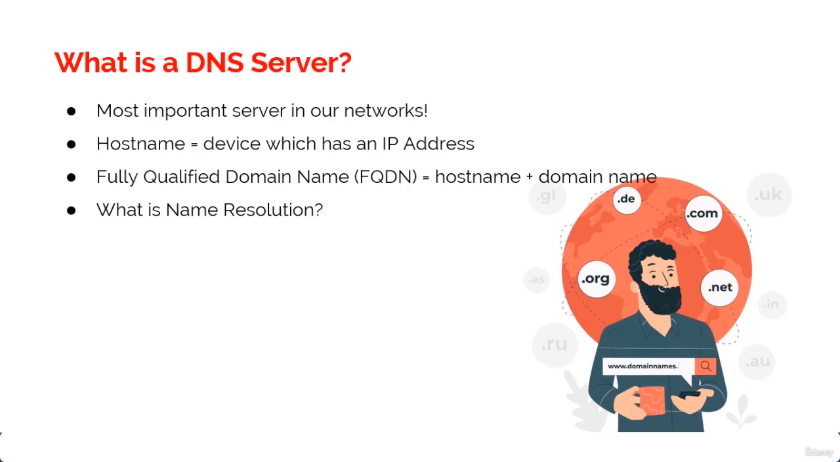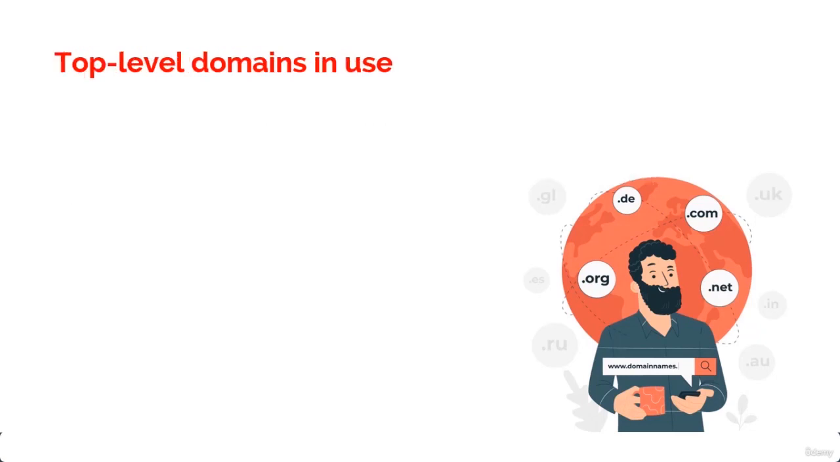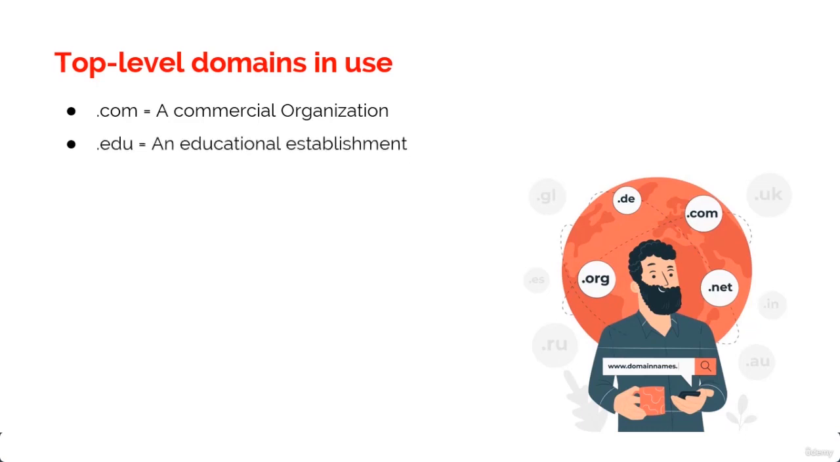Now, which are the top-level domains in use now on the internet? Domains are arranged in a hierarchical tree structure. The following list includes some of the top-level domains in current use. .com is a commercial organization: Amazon.com, Google.com, Microsoft.com, Apple.com. Then .edu is an educational establishment such as a university: Stanford.edu, MIT.edu, then California University.edu.